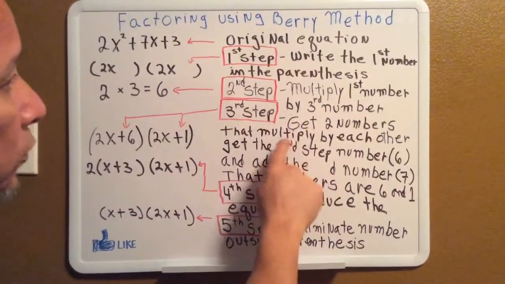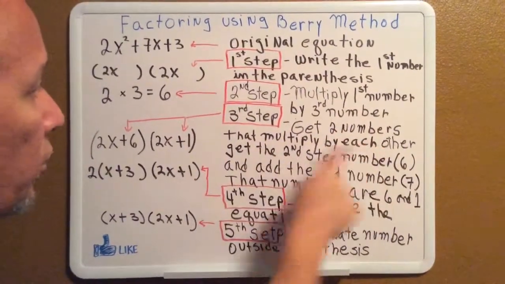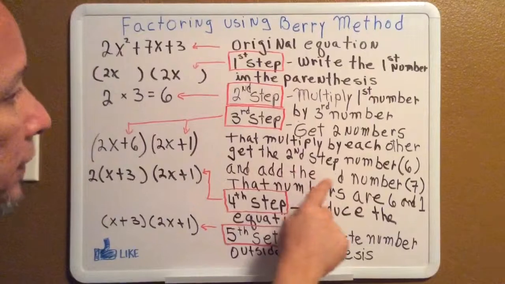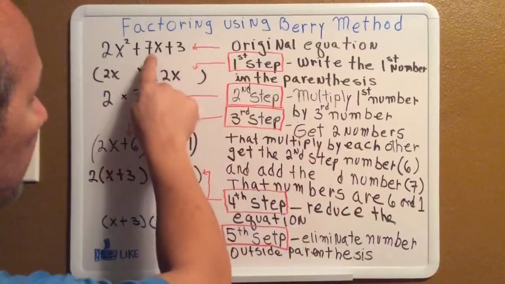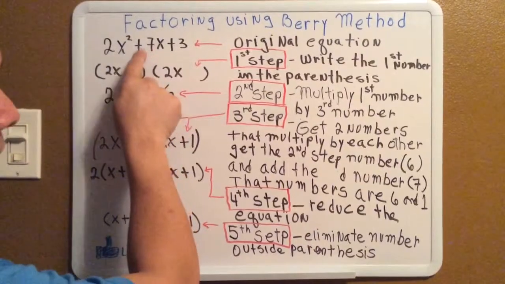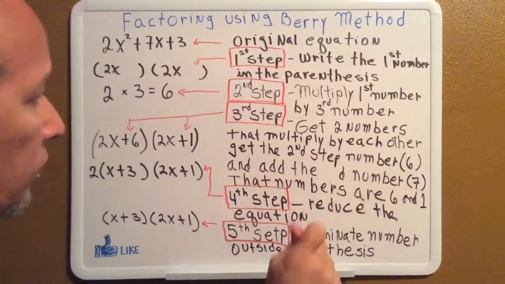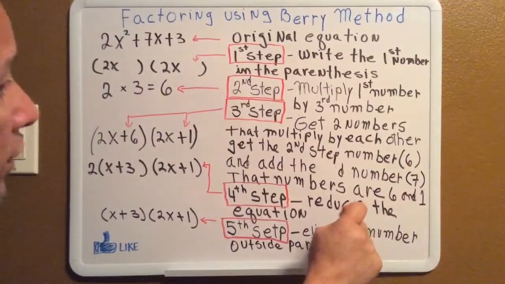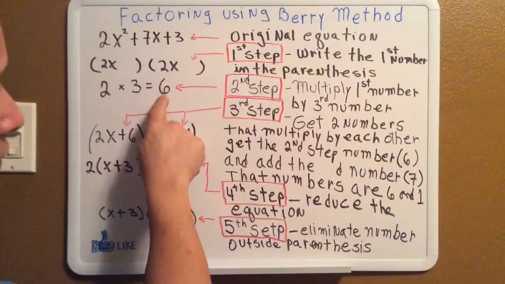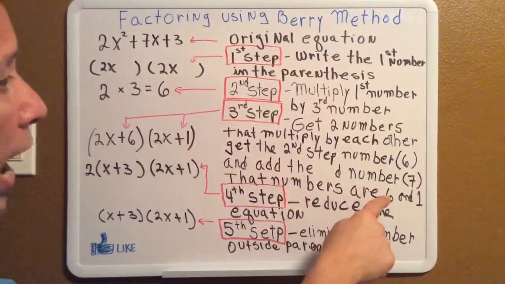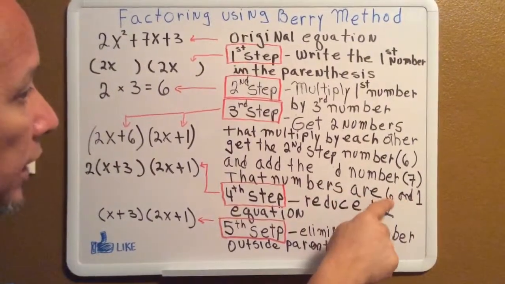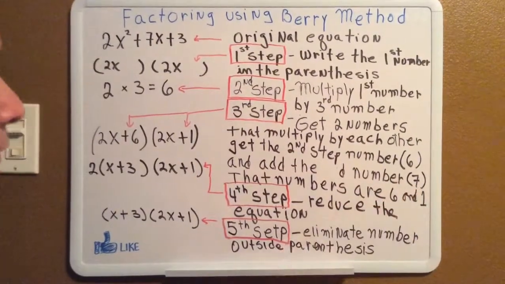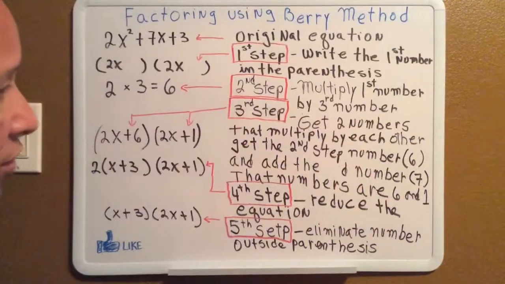Beginning again, we have to get two numbers that multiply by each other to get the second step number, 6, and add to the second number of our original equation. In this example, the second number is 7. Now those numbers are 6 and 1, because 6 times 1 equals 6, our second step number, and the addition of these two numbers, 6 plus 1, equals our second number, 7. Very important, this third step.